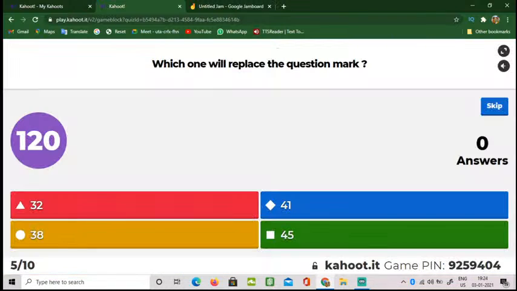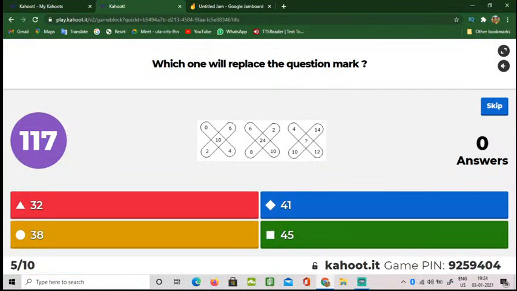Which one will replace the question mark? Guys, you are having plenty of time to answer, so please do think and answer. Don't answer in a hurry. Let me give you a hint, okay? If you add all the numbers and subtract 2, you'll get the answer, okay?